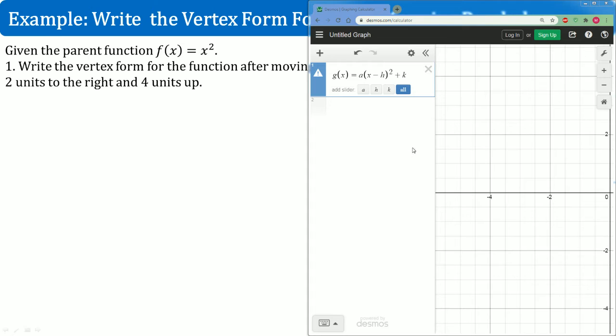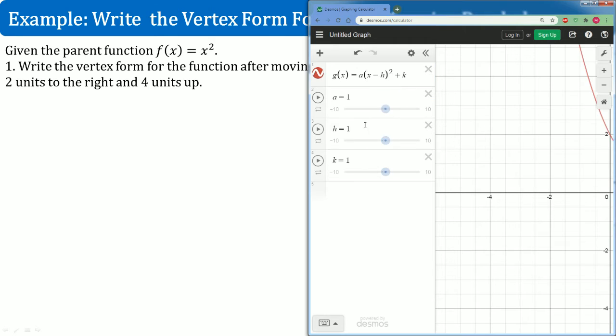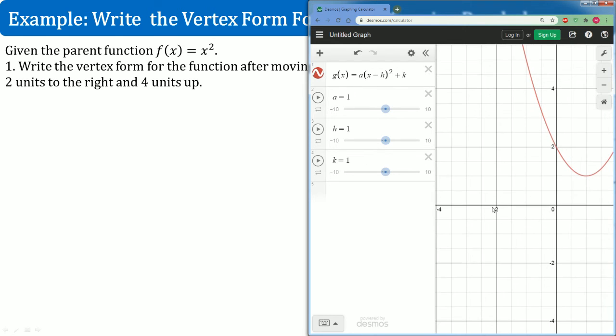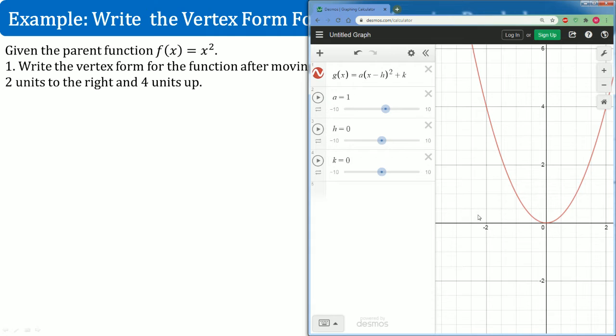If you would like to see how I set this up on Desmos, I type in the function with all the variables. Desmos is going to have this option right here. It says to add the sliders. Hit all and they're going to pop up. The parent function is f of x equals x squared. So set this to the parent function: a equals 1, h equals 0, and k equals 0. This is the original parent function.